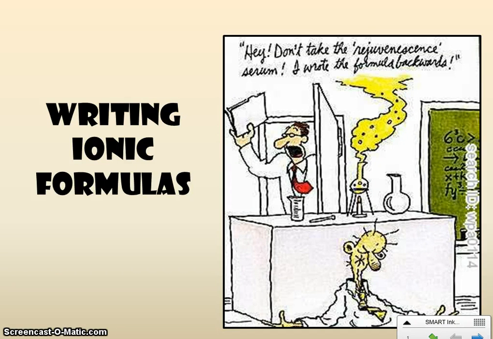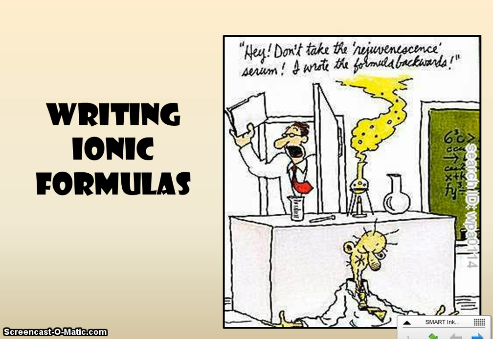All right, so we know now that different atoms will bond together so that they can create an overall neutral substance. And in that process, we get ionic bonding and ionic compounds. Well, today we're going to take that to the next step and figure out, okay, once we know that these are bonded together, what's the formula of that new substance?